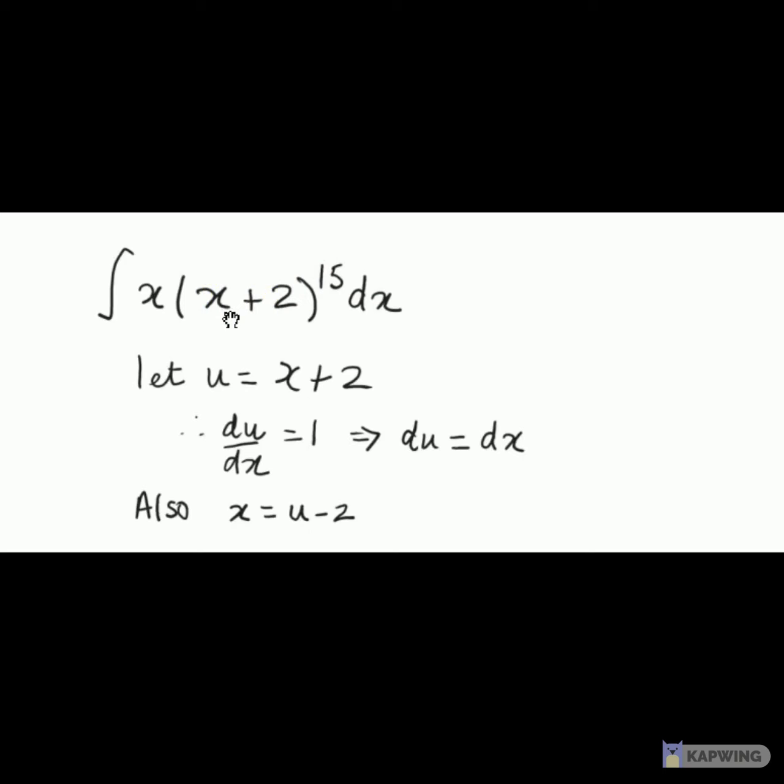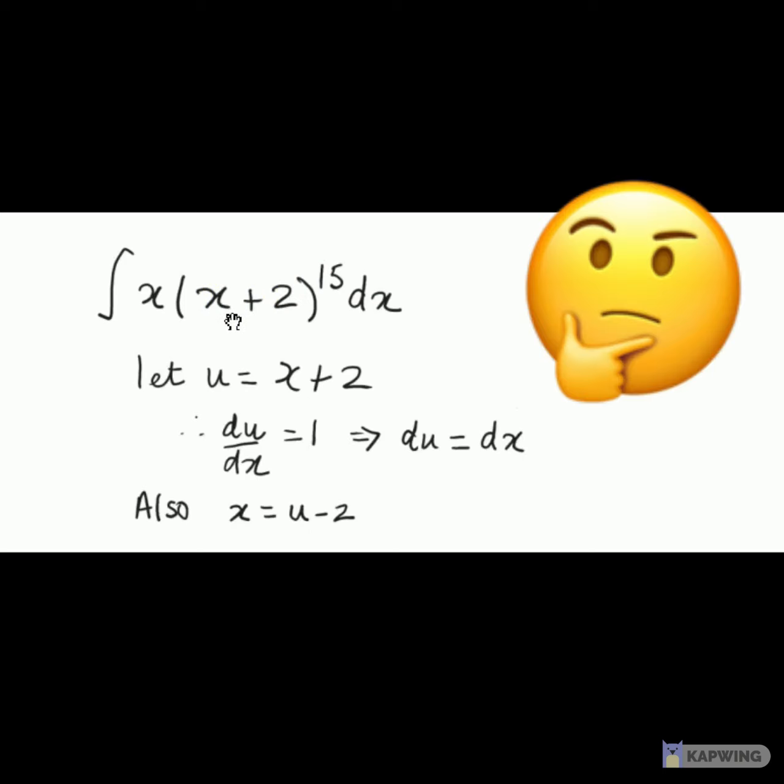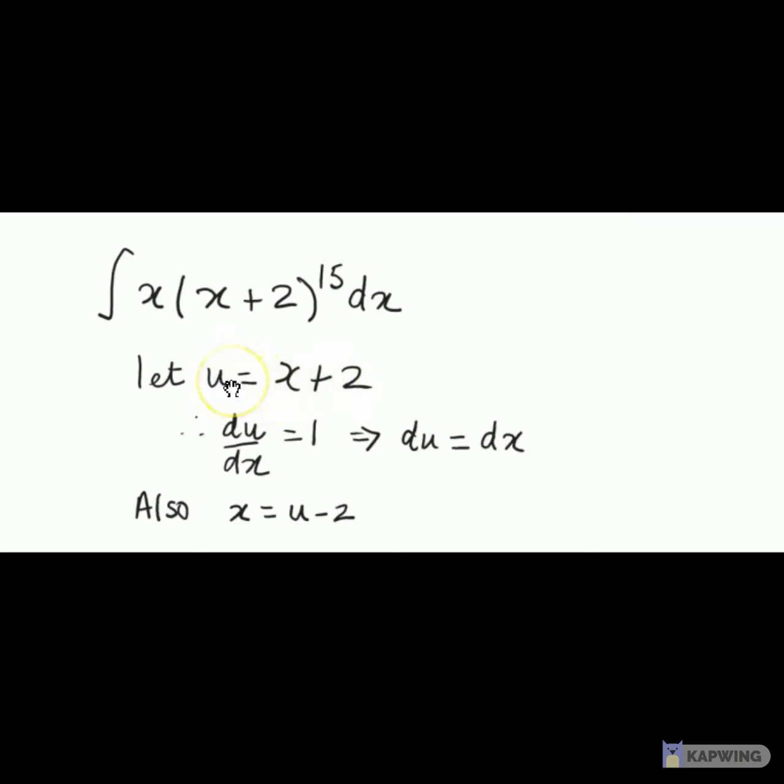But we are trying to avoid having to expand this out. So one idea is to let u equal x plus 2. So u becomes a dummy variable here, and this is where the substitution begins. That u equals x plus 2. So whenever I see x plus 2, we're going to replace it with u.